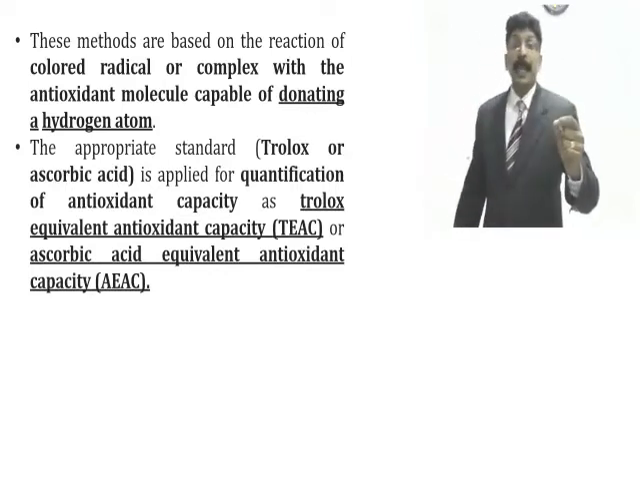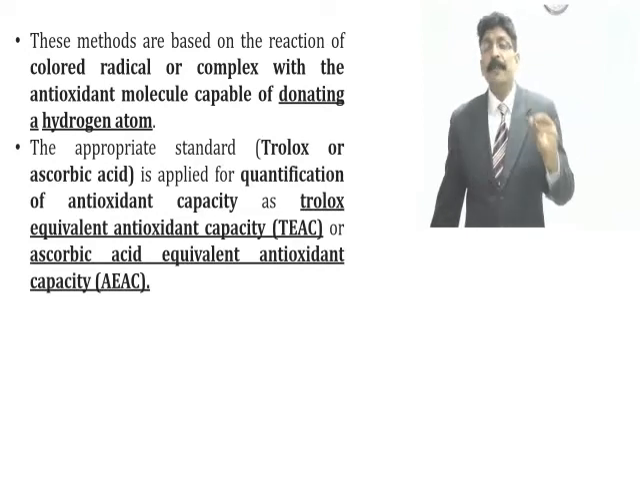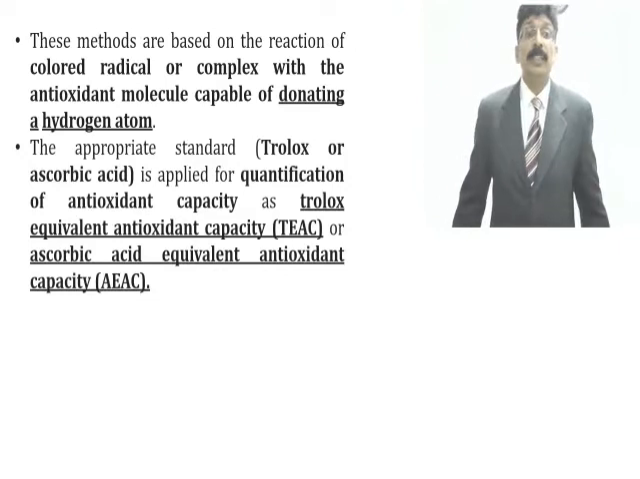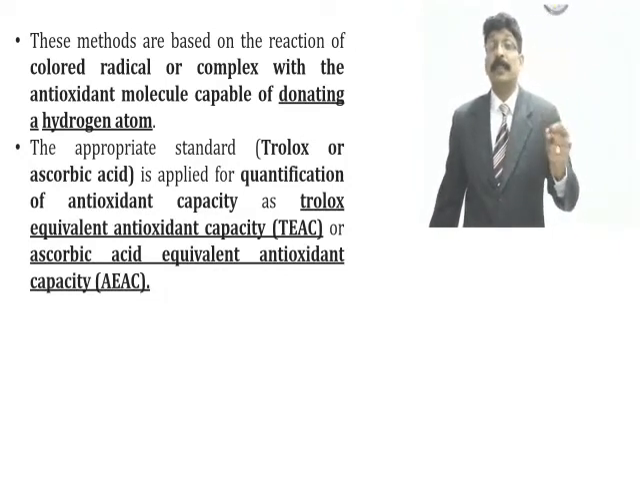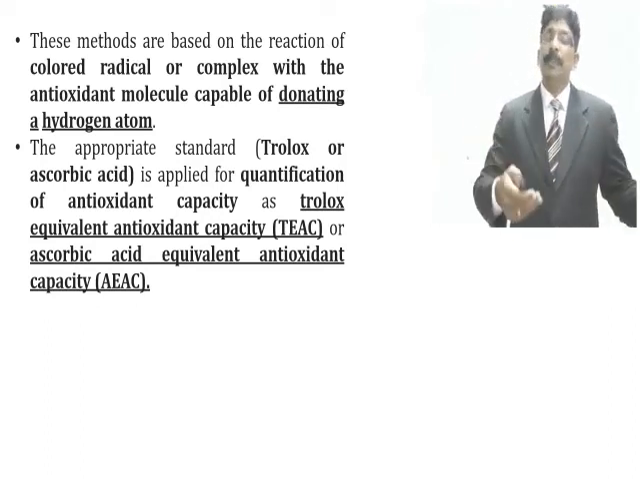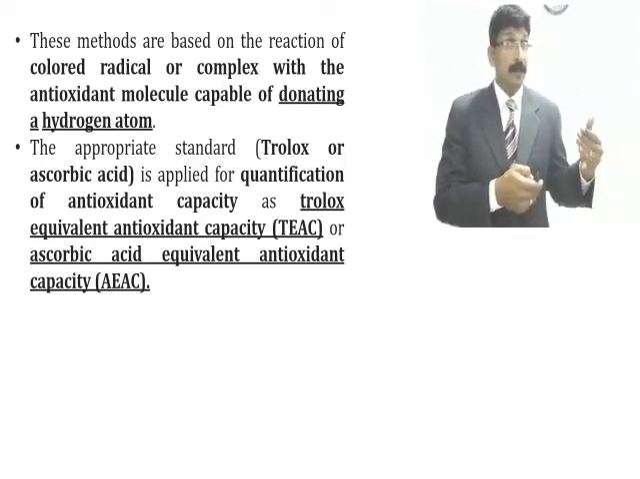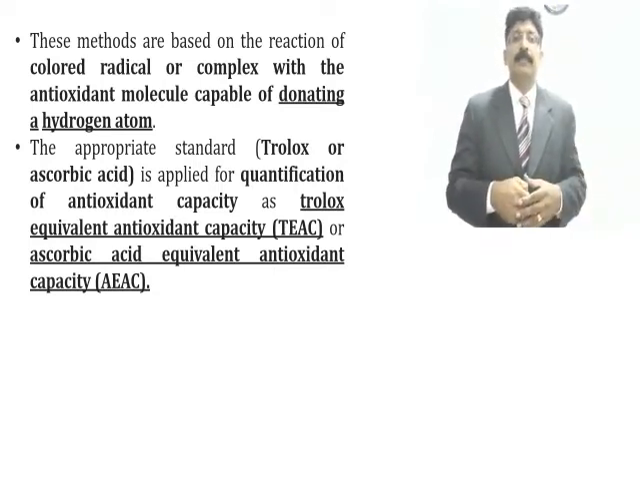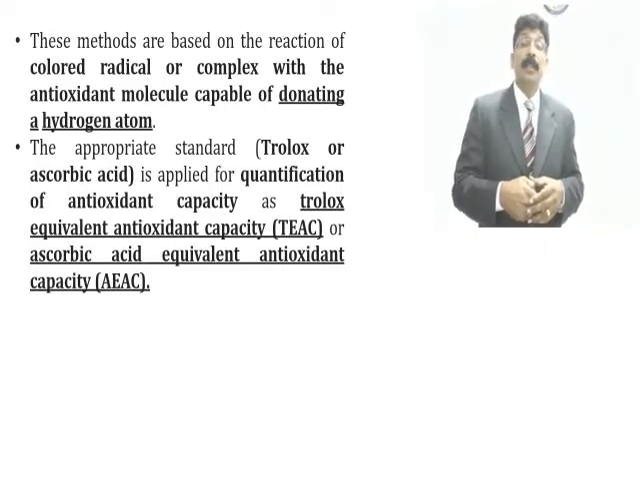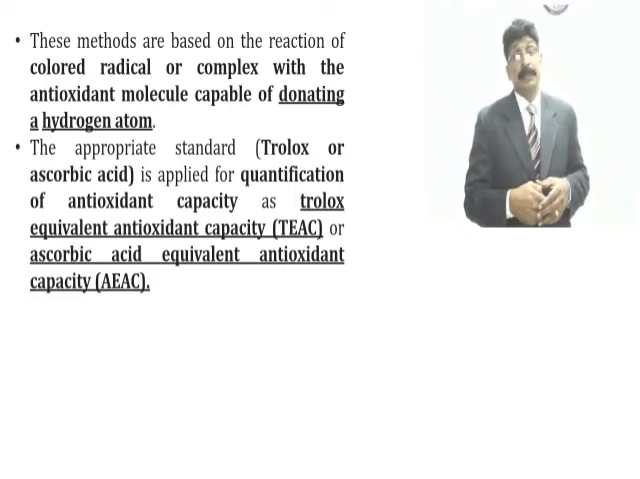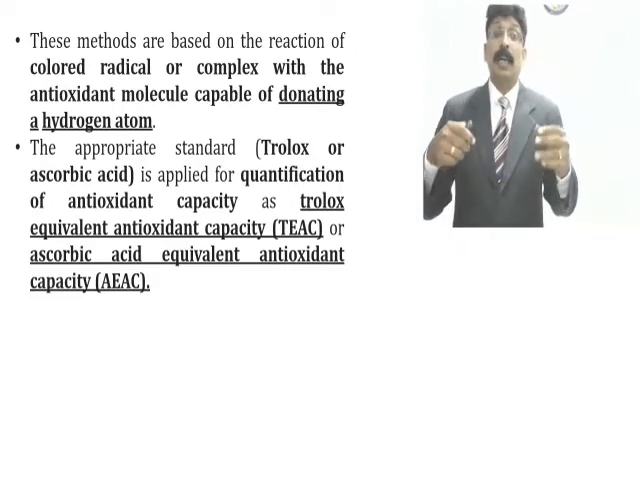An appropriate standard is used, usually ascorbic acid or Trolox. What is Trolox? Trolox or ascorbic acid is used as a standard with our plant extract. We have to use one antioxidant standard, usually ascorbic acid or Trolox. It is applied for quantitative antioxidant capacity as Trolox equivalent antioxidant capacity or ascorbic acid equivalent antioxidant capacity.